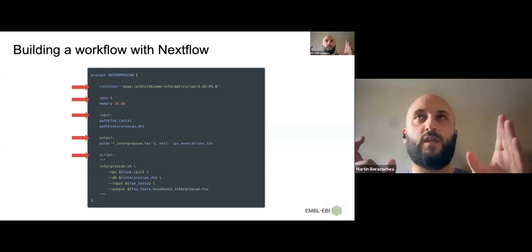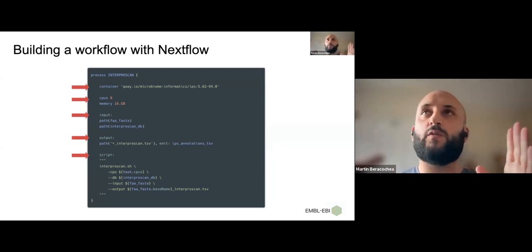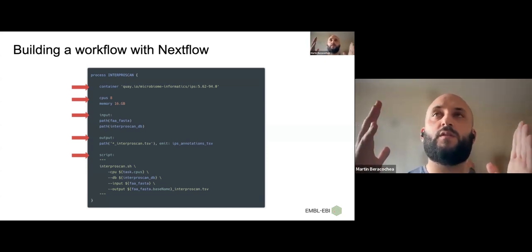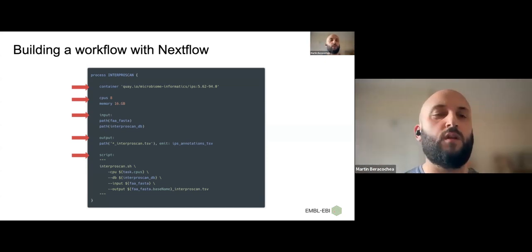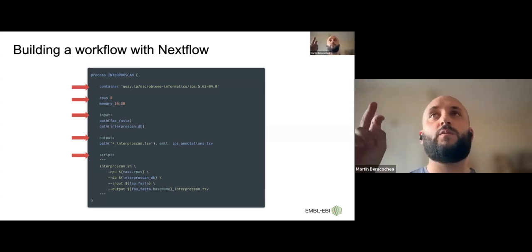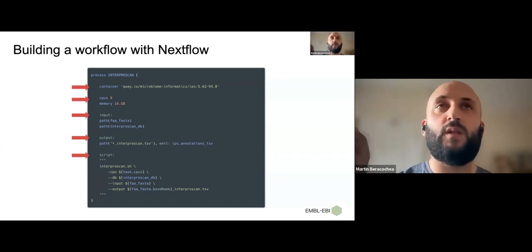And so this is one of the components of Nextflow. This is how we define things. A pipeline in Nextflow is basically two main components: processes, which are the tools that you run, and a workflow, which is basically all the different processes that you need to build a pipeline.